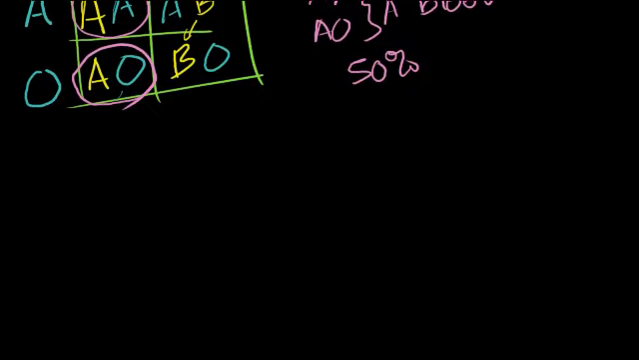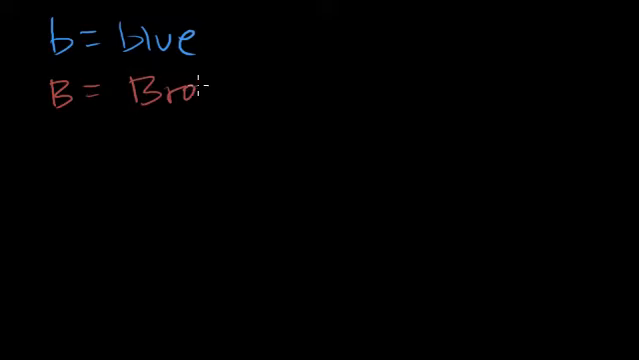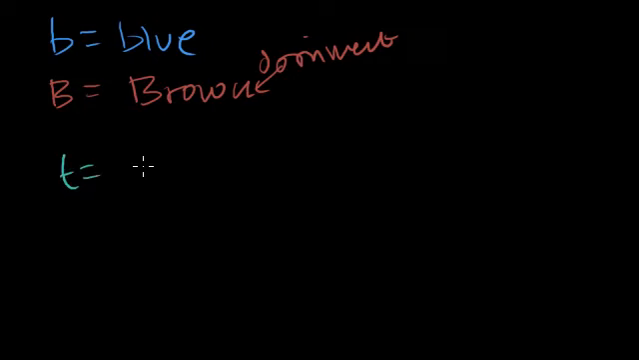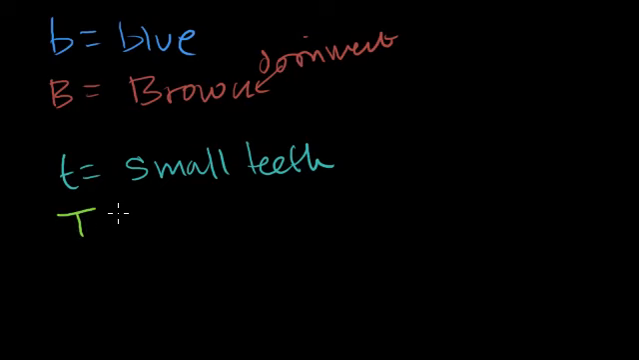So let's go to our situation that I talked about before, where I said little b is equal to blue eyes, and we're assuming that that's recessive. And you have big B is equal to brown eyes, and we're assuming that this is dominant. And let's say we have another trait. I introduced that tooth trait before. So let's say little t is equal to small teeth. I don't know what type of bizarre organism I'm talking about, although I think I would fall into the big tooth camp. And let's say big T is equal to big teeth.